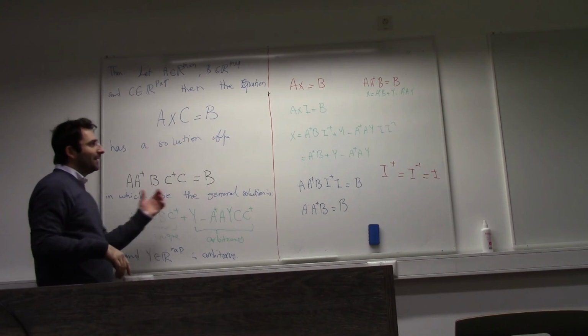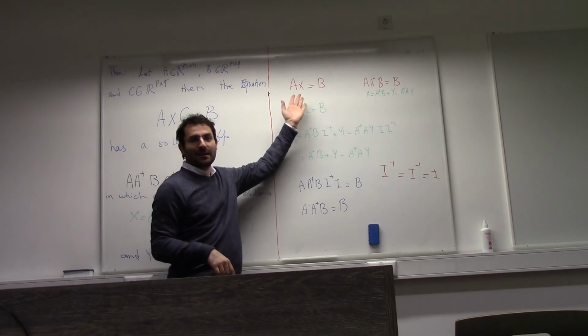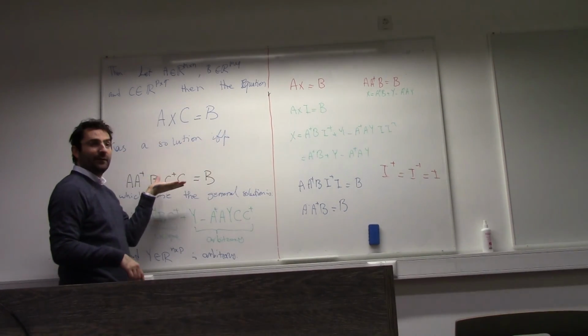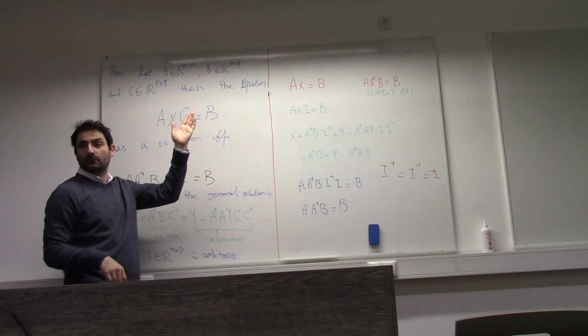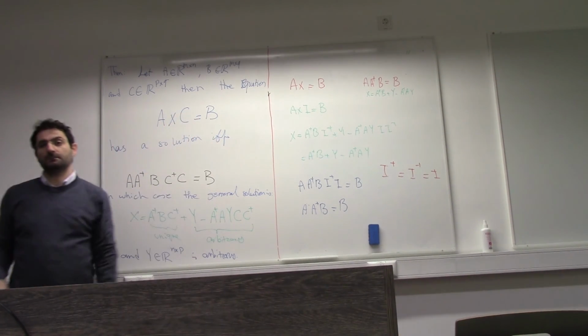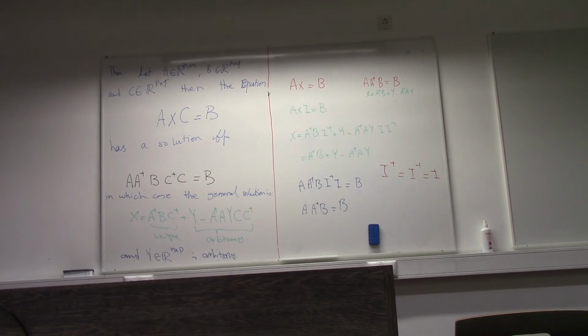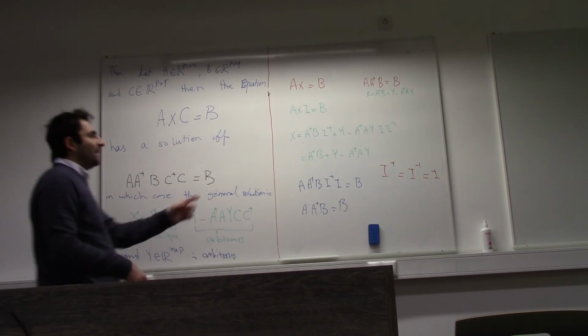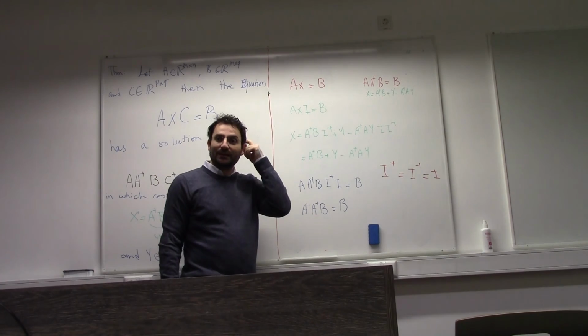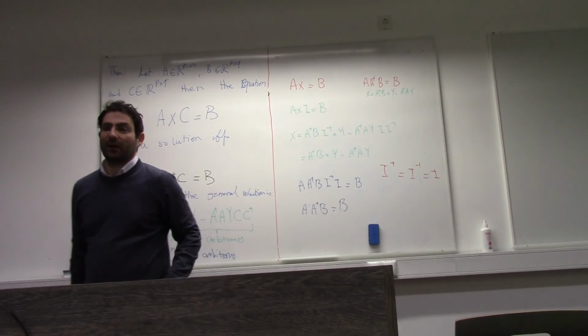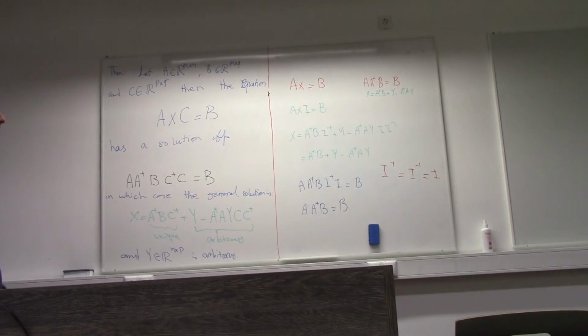Which means that this is a special case of the theorem, where C is I. And this is the special case of AX equal to B for a non-singular square matrix A, which we had in undergraduate.